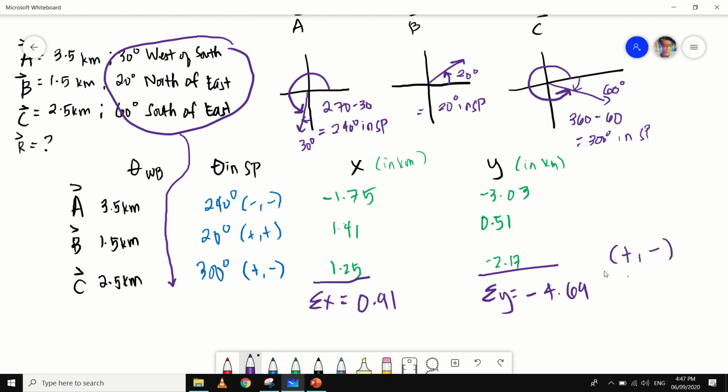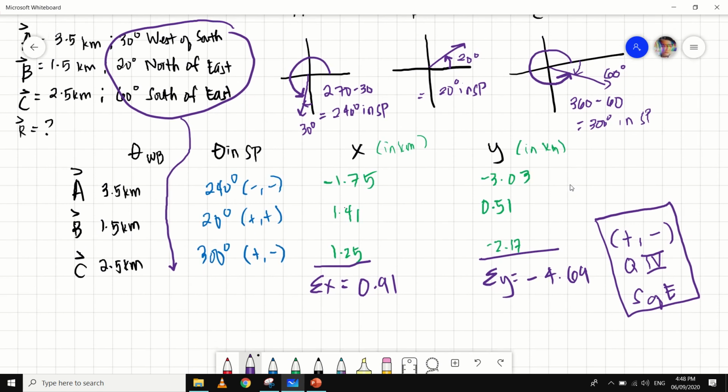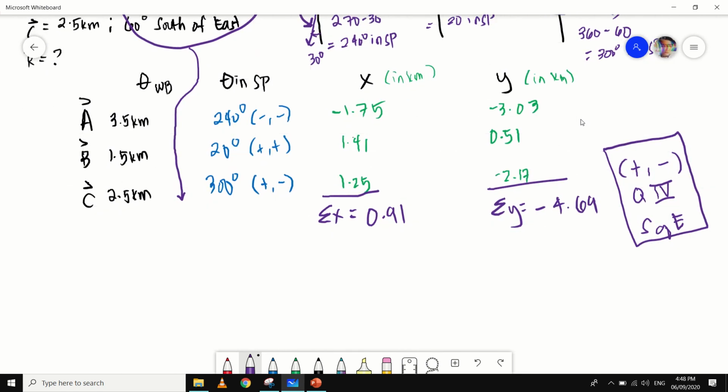We could say that this is in the fourth quadrant. So we could say that the direction is south of east. Okay, so this should be the bearing and this should be the location of our resultant vector. So, moving on, we have the following steps.